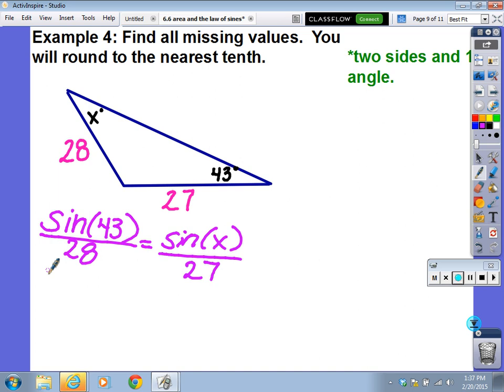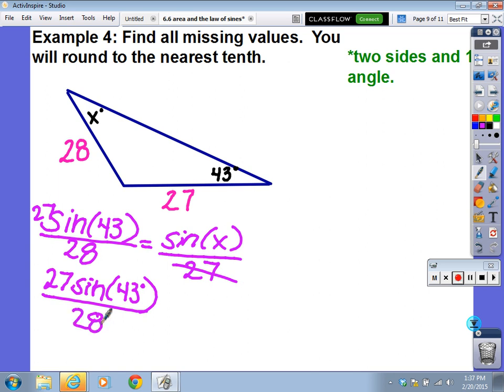So we're going to have 27 sine of 43 degrees, with the 27 on top because we're multiplying both sides by 27. It divides out over here. Once again, I'm not going to multiply this 28 over just because I'm going to then redivide it, so I'm just going to leave it. Which is equal to sine of x.